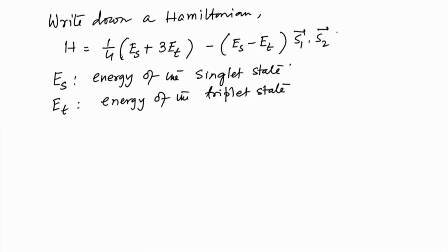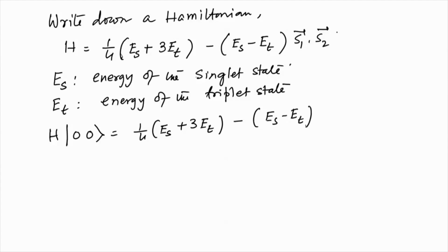And why have we written it in this fashion? H acting on the singlet state, which is |0 0>, will simply be equal to 1/4 (E_s + 3E_t) and (E_s - E_t) S1 dot S2 acting on |0 0>. We can skip the comma in between. So, that is the singlet state.